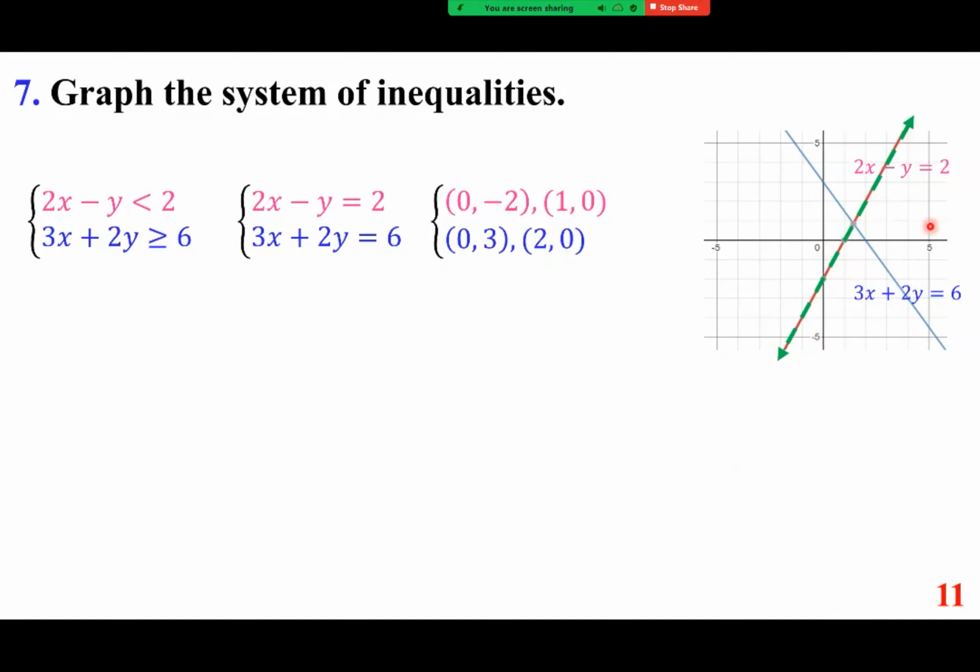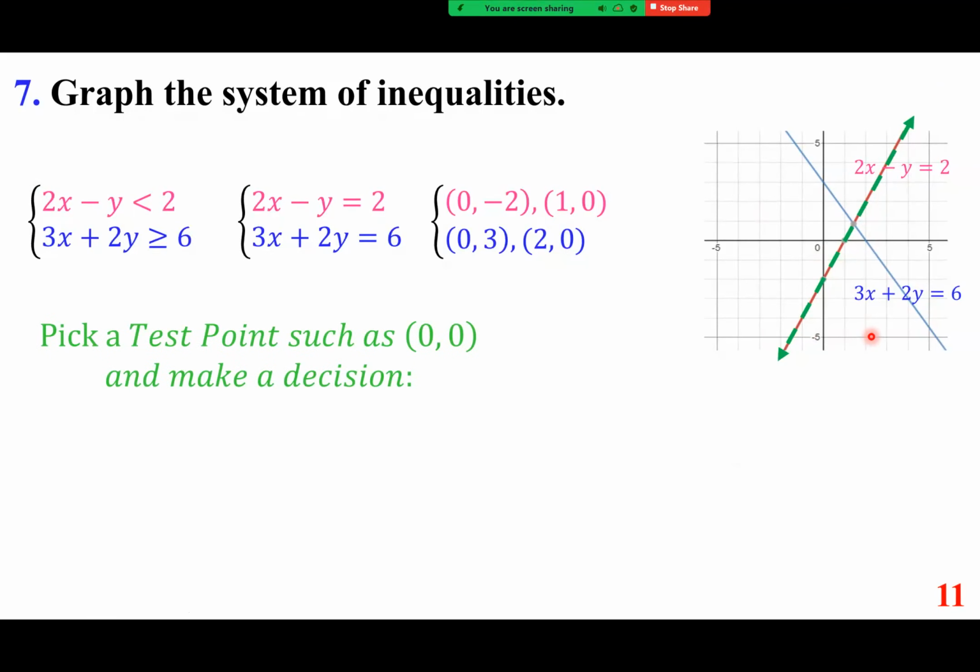Now there are 1, 2, 3, 4 regions. One of them is the solution. So you pick a test point such as 0, 0, because 0, 0 doesn't belong to any of them. It makes it easy. And that would be the point that you check for this line, check for this line. So for this one, if I put 0, 0, and x is 0, y is 0, 0 less than 2 is a true statement. For this one, therefore, there, remember originally this was the red one, 0, 0 works. So this is the side that works.